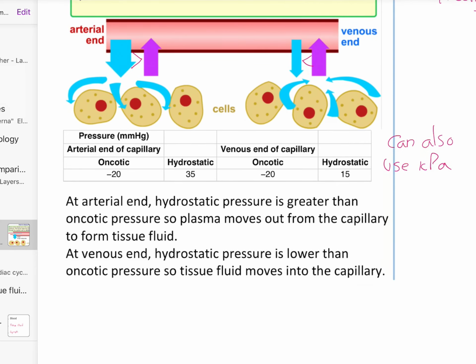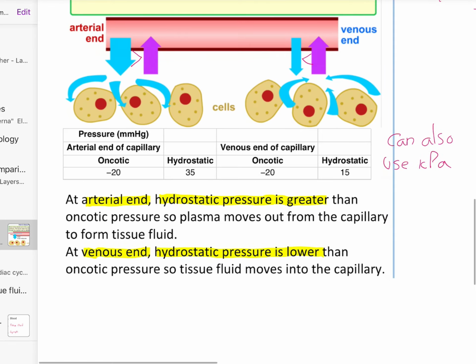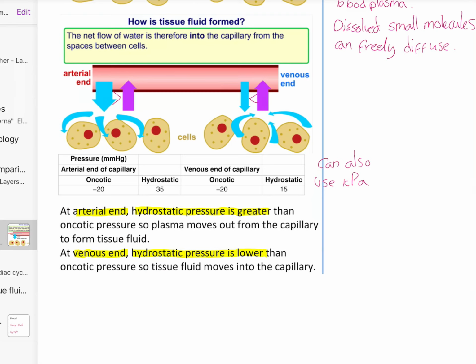What that means is that at the arterial end, where hydrostatic pressure is greater than oncotic pressure, plasma moves out from the capillary to form tissue fluid, but at the venous end, where hydrostatic pressure is lower than oncotic pressure, tissue fluid will move into the capillaries. Now, those last two sentences, as well as that table of example data, is taken directly from mark schemes from questions, so you get an idea there of what kind of terminology they're looking for.